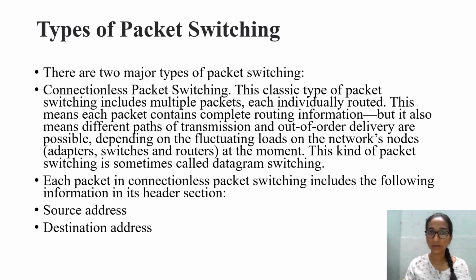First we will see connectionless packet switching. This type of packet switching includes multiple packets, each individually routed. This means each packet contains complete routing information, but it also means different paths of transmission and out of order delivery are possible depending on loads on the network nodes. At the moment, this kind of packet switching is sometimes called datagram switching.